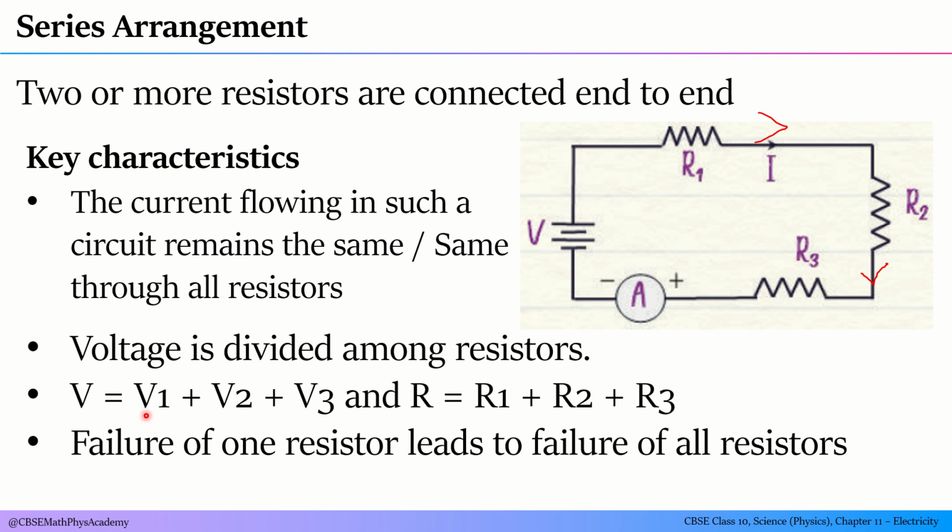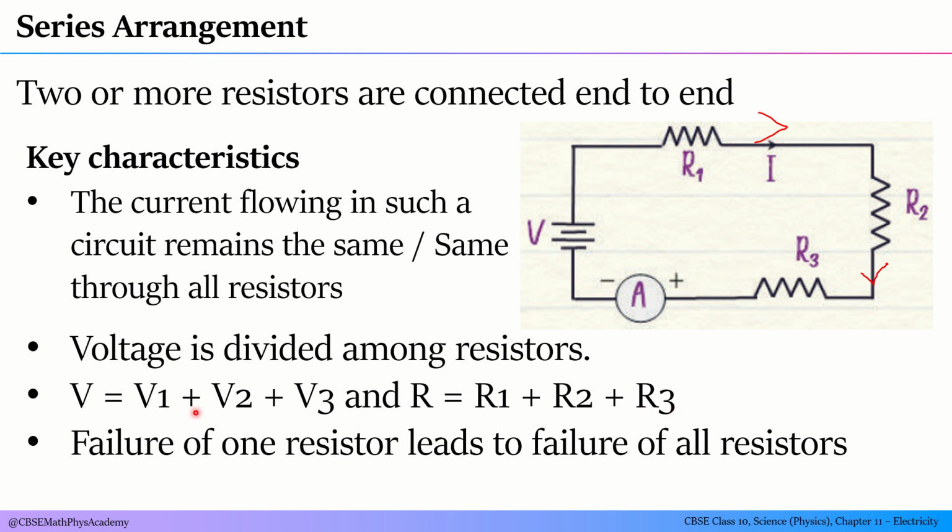So the total voltage is the sum of the voltage across the three resistances, V1 plus V2 plus V3, and the total resistance of the circuit, you just need to add the resistances. R is equal to R1 plus R2 plus R3. So how this is derived, this we will understand a bit more. We will revisit this topic when we discuss Ohm's law. Ohm's law will help you to understand much more of how you are getting V is equal to V1 plus V2 plus V3 and R is equal to R1 plus R2 plus R3. So we need to revisit this when we discuss Ohm's law.